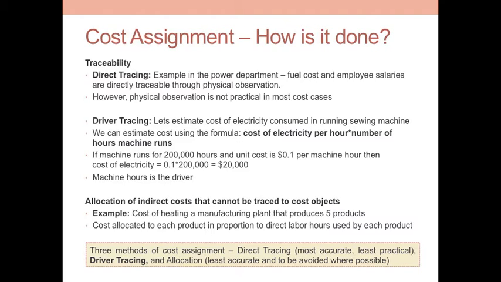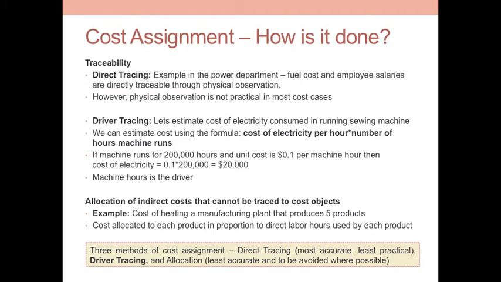Let's take a look at driver tracing. In this method, a proxy or driver is used to estimate certain costs. Supposing we want to estimate the cost of electricity consumed in running a sewing machine. We can use a simple formula: cost of electricity per hour times the number of hours that the machine is run.